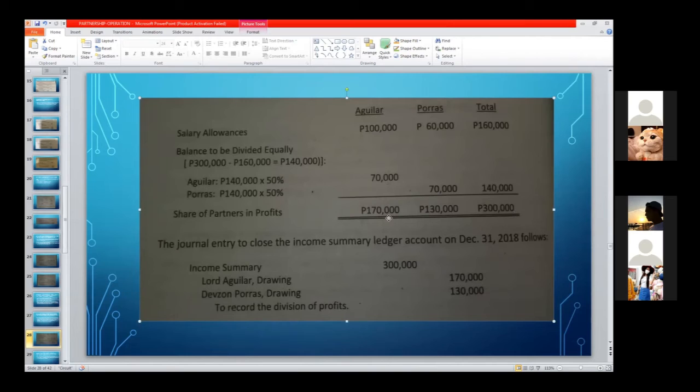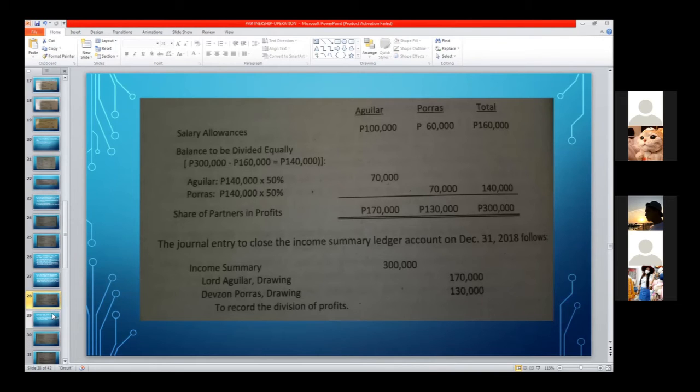Kaya nakuha natin itong 100, itong 70 tapos 70. And then 170 and 130,000. And then i-entry nyo na. Madali lang ang entry. I-distribute nyo na sa drawing nila. So kaya ganyan, 170,000 and 130,000.